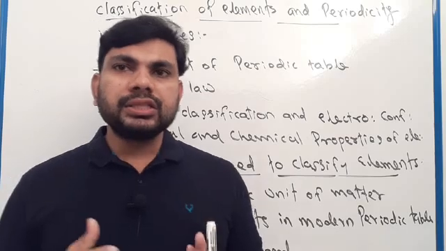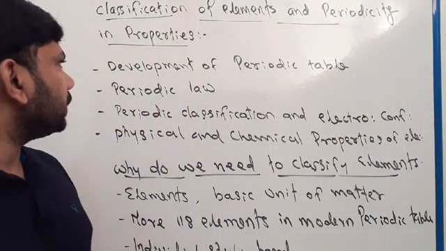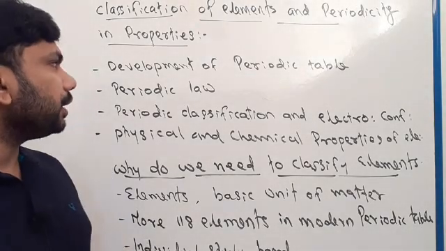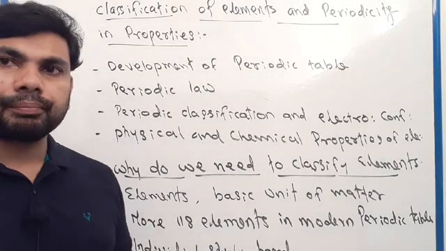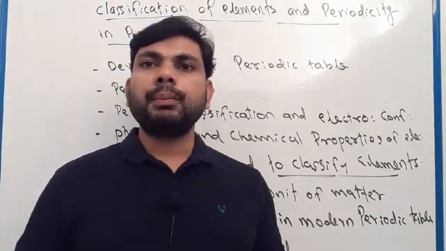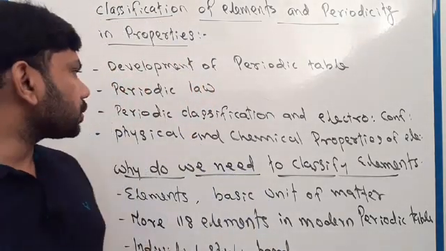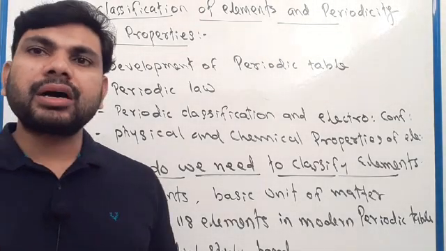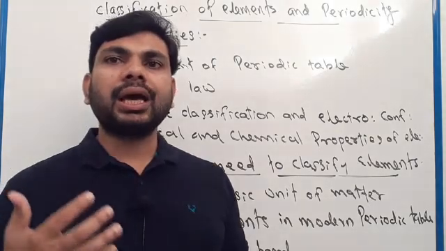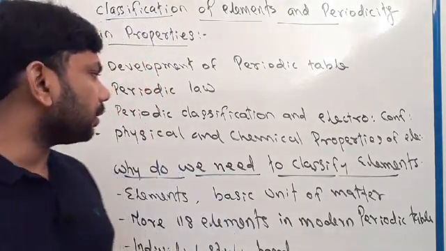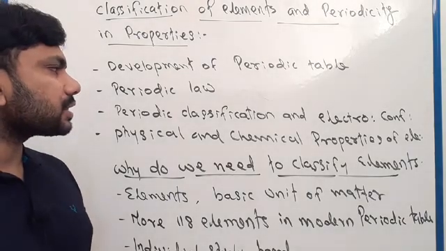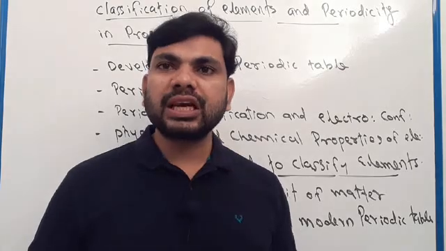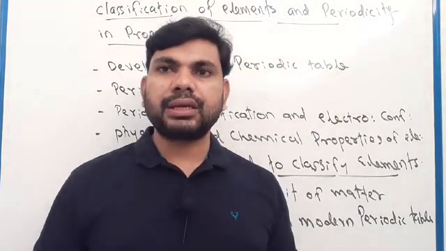Okay, so in this chapter we have to discuss the development of the periodic table. We will discuss the periodic law, Mendeleev's periodic law, and the modern periodic law. Also we will discuss the periodic classification of elements and electronic configuration. We also have to discuss the physical and chemical properties of elements.